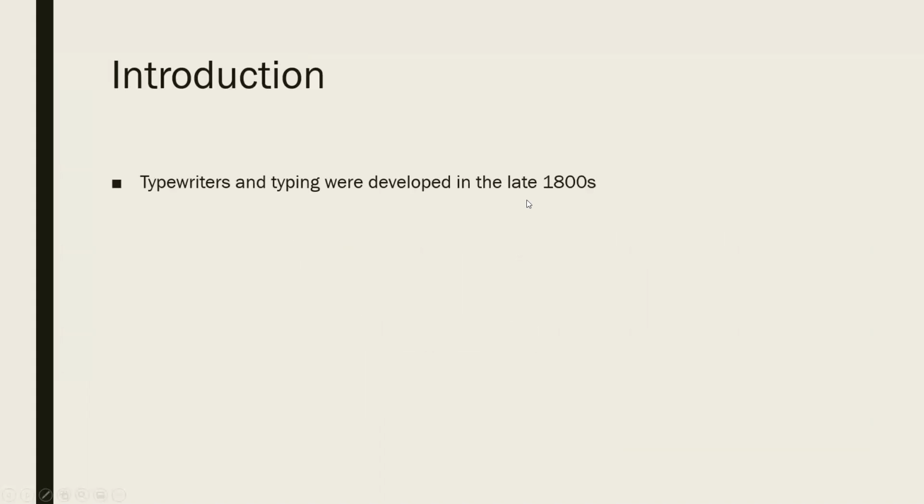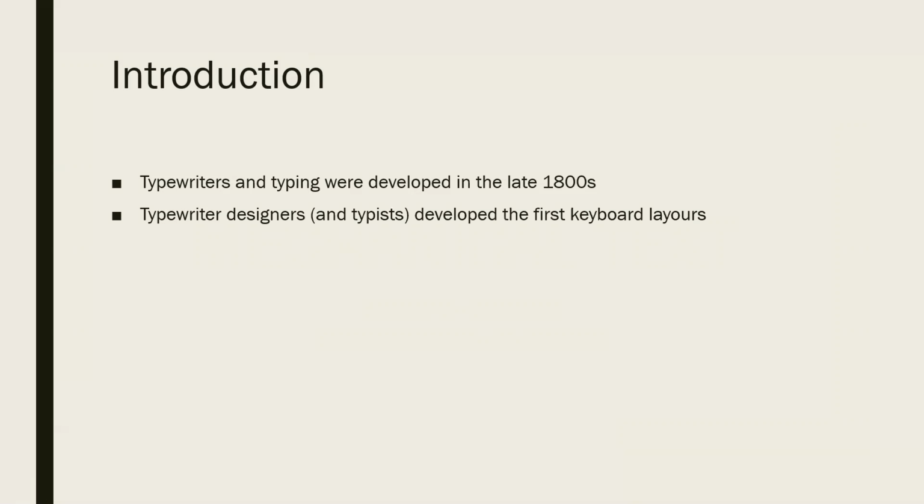So the main example of a language mechanical text that we can talk about, and the first development of modern technology since the invention of writing, is the invention of the typewriter. Typewriters and typing were first developed in the late 1800s, and since then they have had a major influence on the way that we represent language today, the way that we actually write language today.